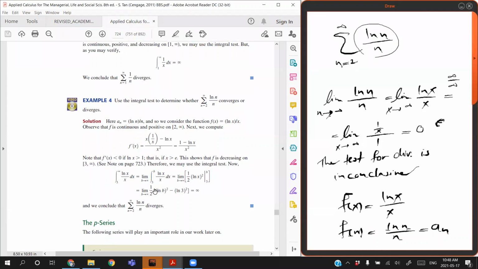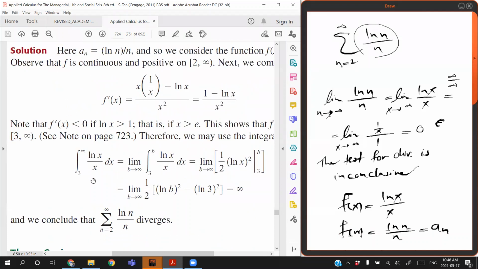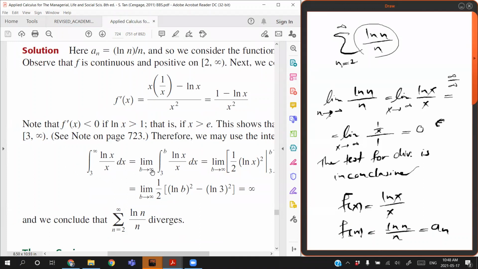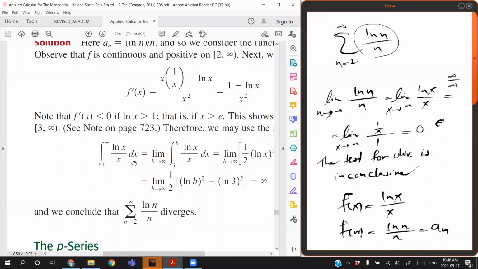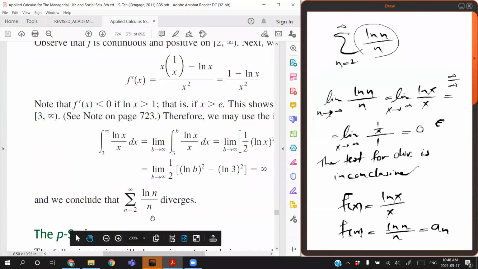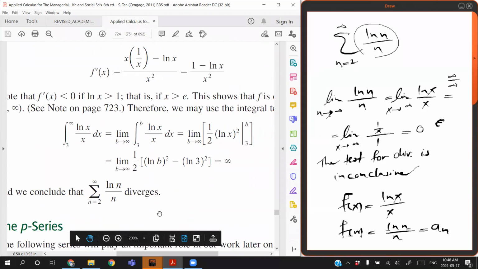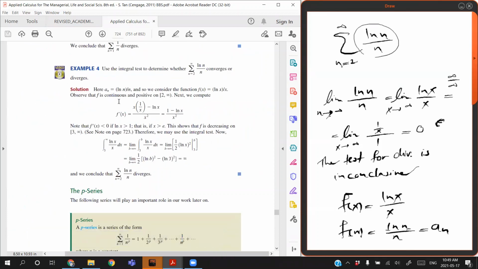So here you have the solution. You have to find the limit of the integral of ln of x over x dx from 3 to infinity. So this starts at n equal 2, so you can do it from 2 to infinity as well. There is no difference between these two. You can start from 2, from 3, or from any finite number. It really doesn't matter what number you put here, as long as it's greater than 2. So here you have 3. I don't know whether there is any explanation for that choice here.